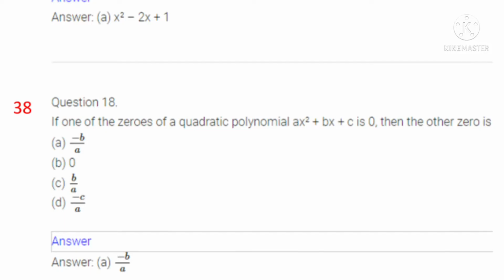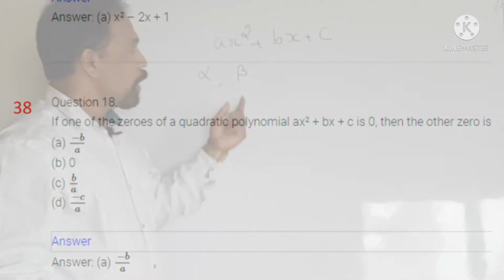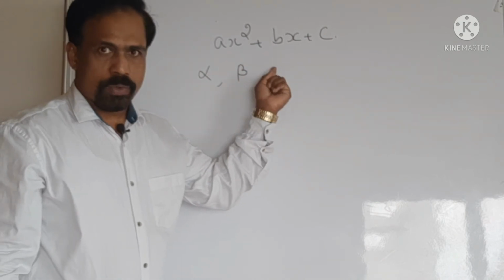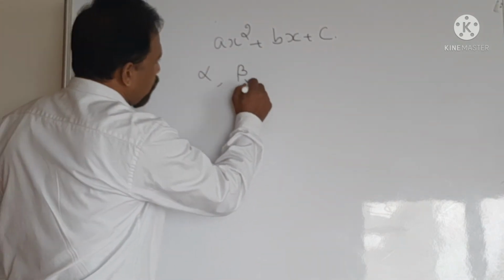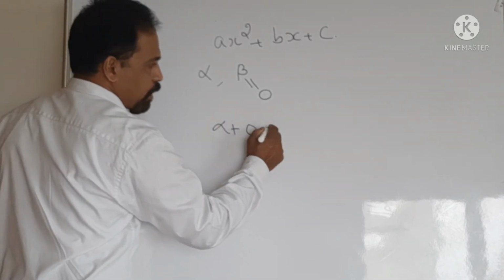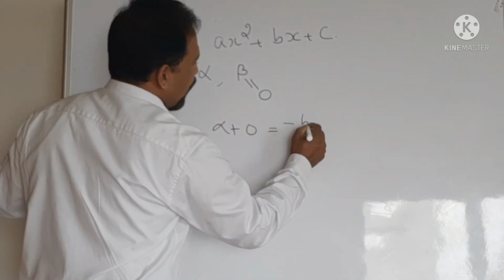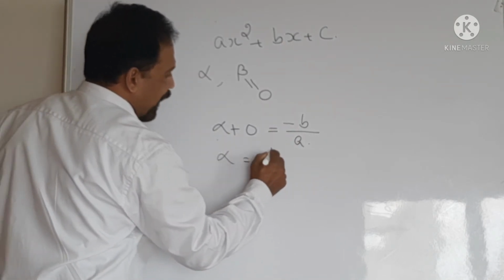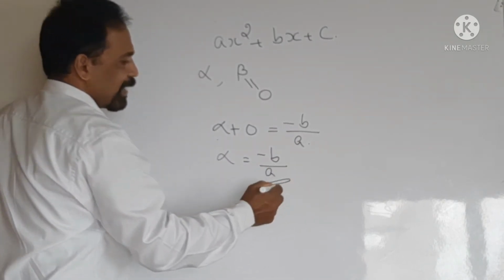Question number 38. If one of the zeros of the quadratic polynomial ax squared plus bx plus c is 0, then the other zero is. Now ax squared plus bx plus c, one of the zeros is 0. So let beta be equal to 0. So alpha plus 0, that is alpha plus beta, sum of the zeros will be minus b by a. Therefore alpha will be minus b by a.